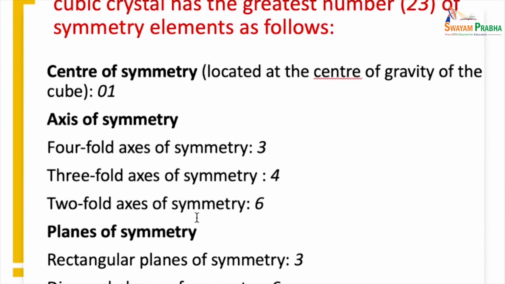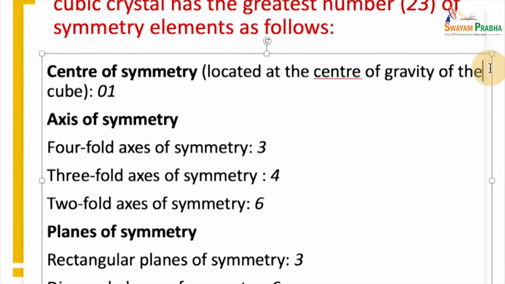You also had planes of symmetry. There were 3 rectangular planes of symmetry and 6 diagonal planes of symmetry. So all in all, you had 23 symmetry elements in a cubical crystal.